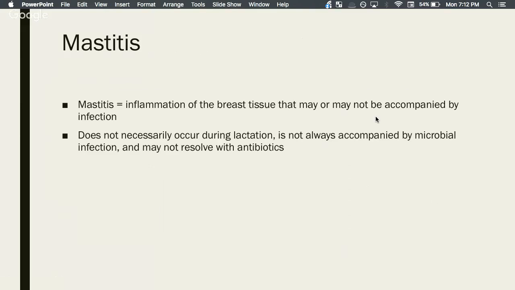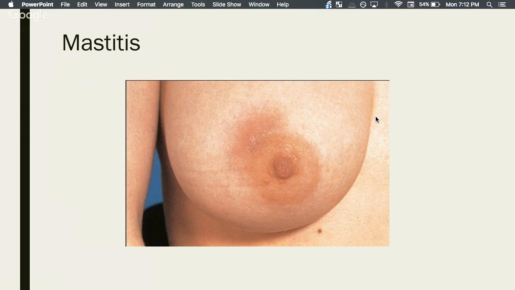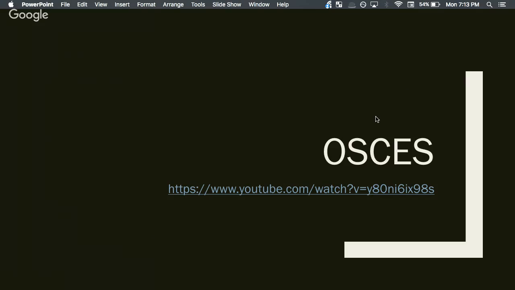And so finally, mastitis. That's basically inflammation of breast tissue that may or may not be accompanied by infection. Generally, your picture is a breastfeeding woman, although it doesn't always have to occur during lactation. That's the general picture. It may not resolve with antibiotics. Generally, that's if there's an abscess that's formed as a result of mastitis, and that will actually need surgical drainage. And yeah, it's not always accompanied by an infection, but it generally is. That's a picture of mastitis.